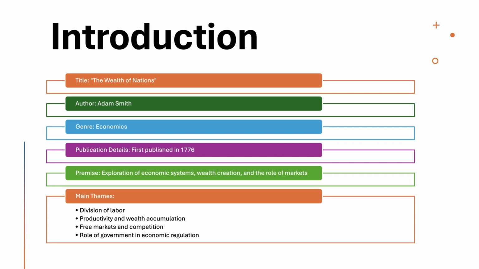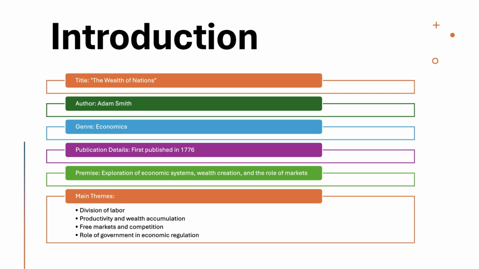Now, let's set the stage. The main themes? We've got the division of labor, which is basically Smith's way of saying, hey, teamwork makes the dream work. Then there's productivity and wealth accumulation. How do we get richer without just printing more money? The idea of free markets and competition makes an appearance too, kind of like the economic version of Survivor. And lastly, the role of government, Smith's thoughts on when Big Brother should step in and when he should take a nap. Ready? Let's jump into the highlights and summary.